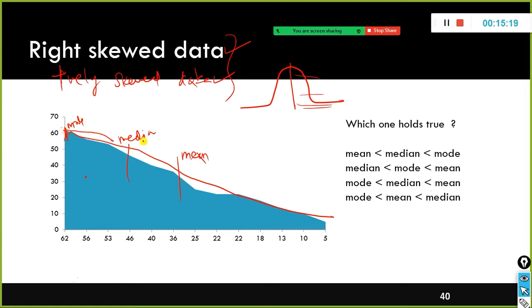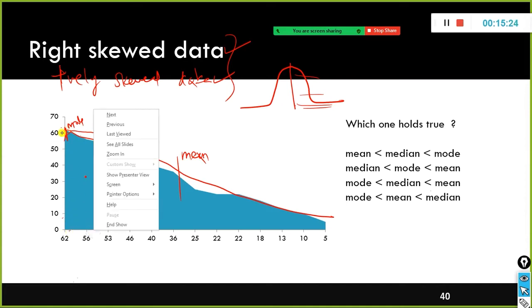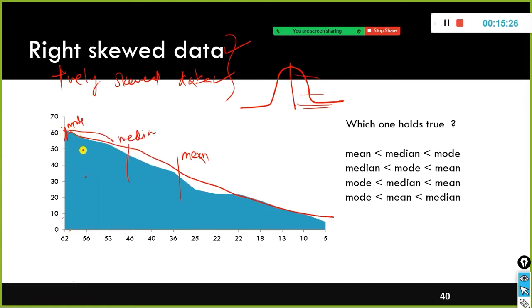In the case of right skewed data, the mode falls here, because these are the most frequently occurring values, between 56 and 60, around 60 people are there, something like that. So the majority of the customers' age is between these two values. You just think so, right? So that is your mode. This is not mean, this is mode. Okay, so now you tell me what is the answer, which one holds true.